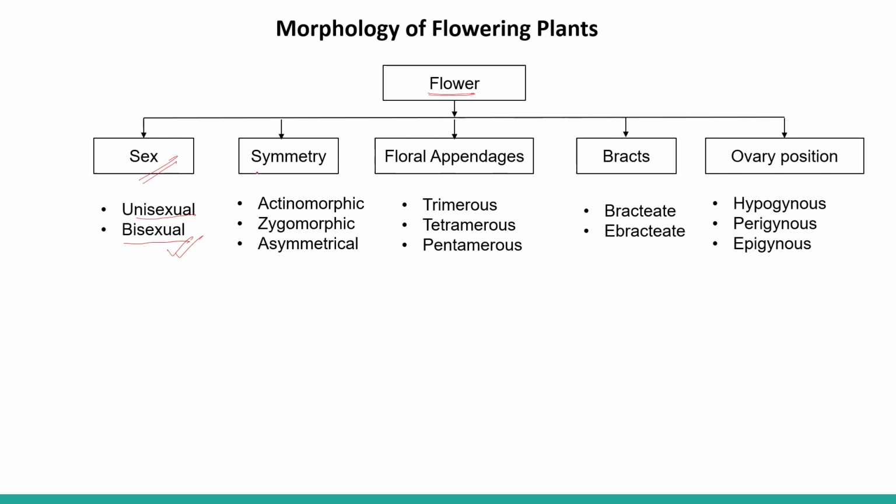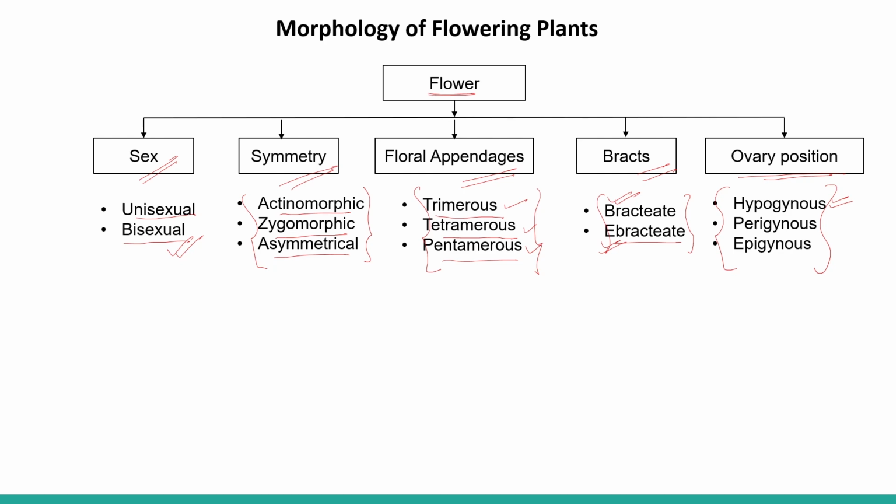Now symmetry: actinomorphic, zygomorphic and asymmetrical flower. So there are three different types of symmetry of the flower. Floral appendages: trimerous, tetramerous, pentamerous. How many appendages are present? On the basis of that, the flower can be trimerous, tetramerous or pentamerous. Bracts: if the bract is present, then the flower is called bracteate, and if the bract is absent, then it is called ebracteate. Ovary position, this is also very important: hypogynous, perigynous and epigynous condition. So we are going to study the flower under these heads.